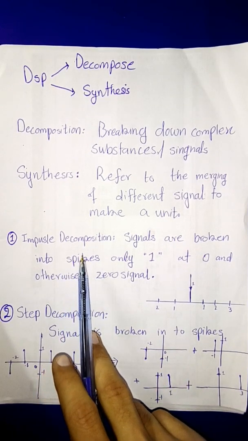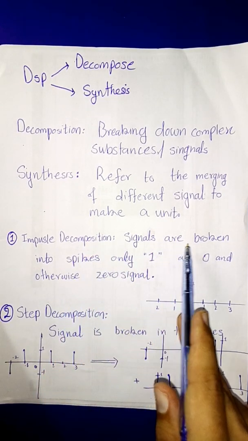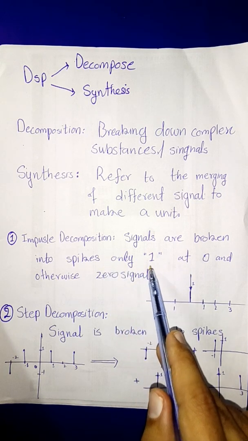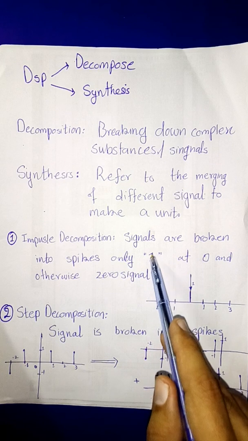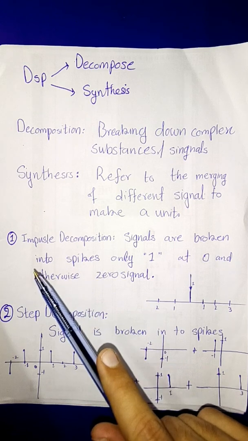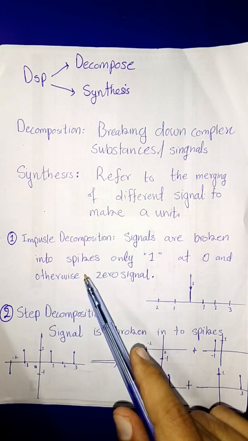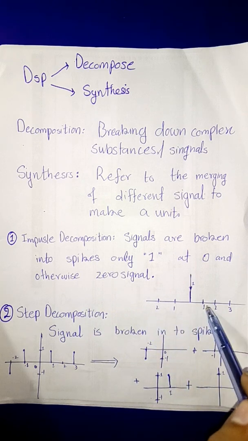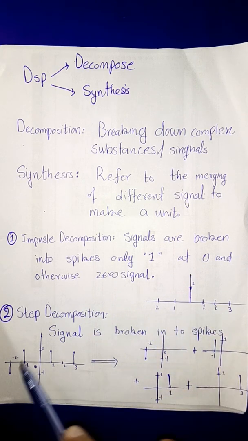Impulse decomposition. In impulse decomposition, the signal is broken into spikes because it's an impulse signal, and only there is a magnitude of 1 at 0. This is the basic definition of impulse, so that's why it is called impulse decomposition. Otherwise it acts as a zero signal.